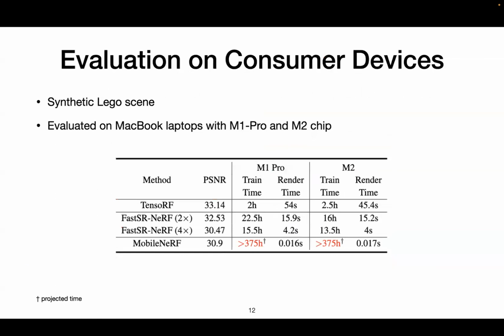In addition to GPU, we also evaluate FastSR-NeRF on consumer-grade MacBook laptops with M1 Pro and M2 chips. As we can see, FastSR-NeRF takes about 22 and 15 hours to train for 2x and 4x SR rates, but only takes 15 and 4 seconds to render. These are roughly 10 times slower than TensorRF to train, but up to 11 times faster to render. In contrast, for MobileNeRF, although it can render very fast, it takes more than 15 days if we want to train it on the same MacBook device. With this comparison, FastSR-NeRF has a much more tolerable training time while still having an improved rendering speed.